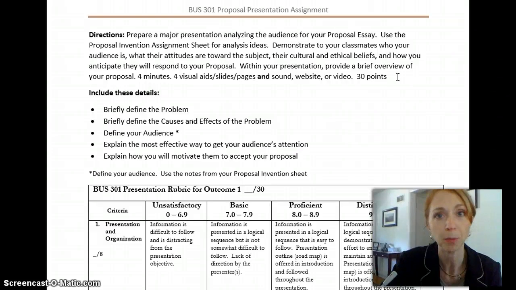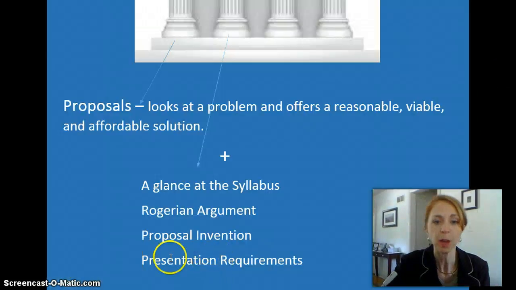That is your Baker audience. Of at least 4 visual aids or slides. Make sure you have sound, website, video, or something in there to keep us interested. And please view the rubric. So you'll upload that presentation to the forum, and the rest of us will take a look at it.